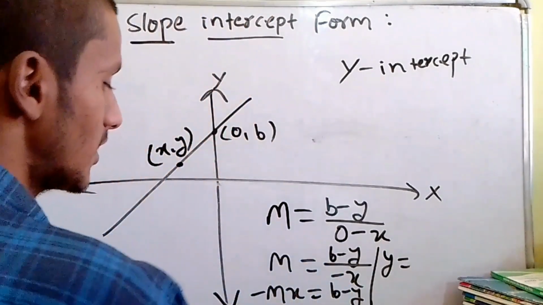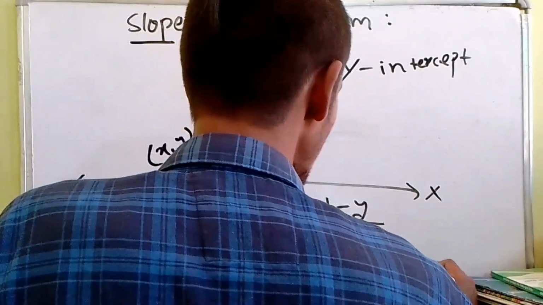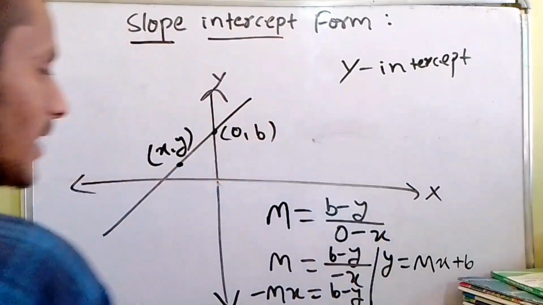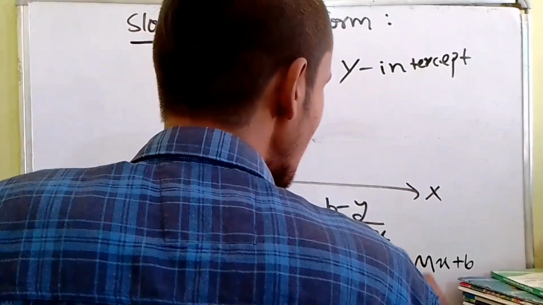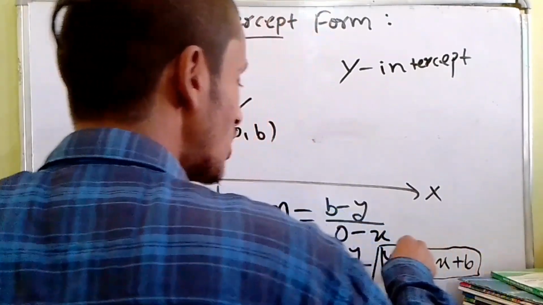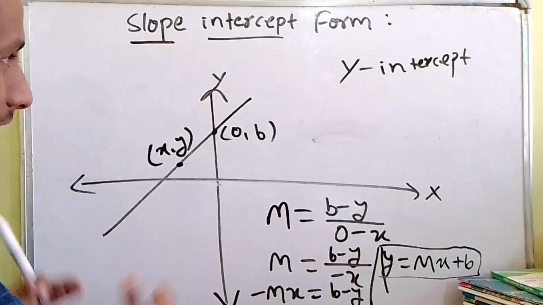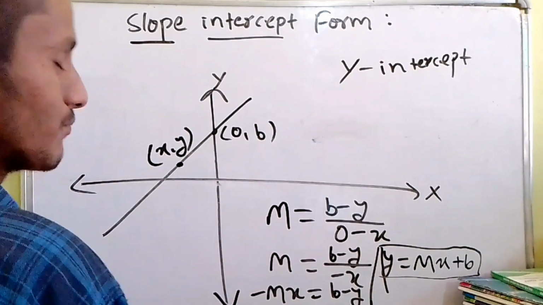So y will be what here? If you bring it over that side, then y is going to be mx plus b. So y is going to be mx plus b, and this is the equation of a straight line. You would be like, how did you come up with the equation of the straight line, how did you come up with this, after all of these steps. We did nothing else.